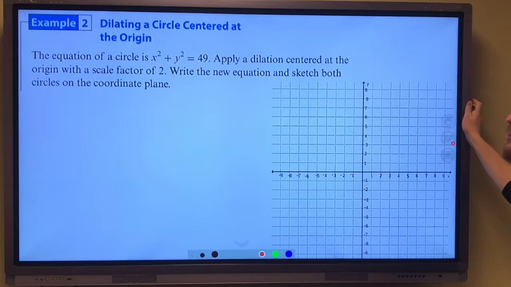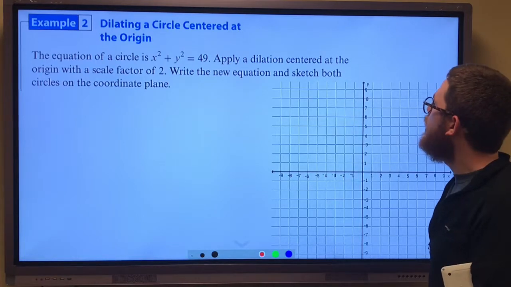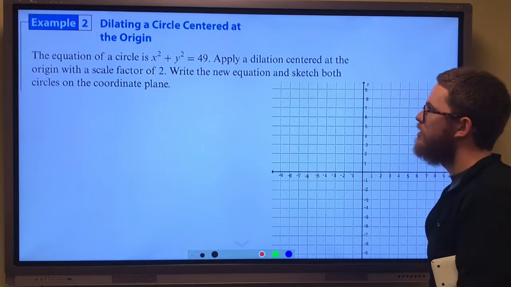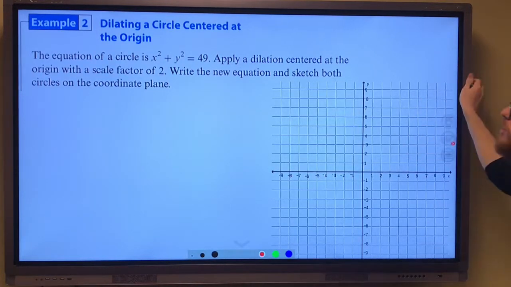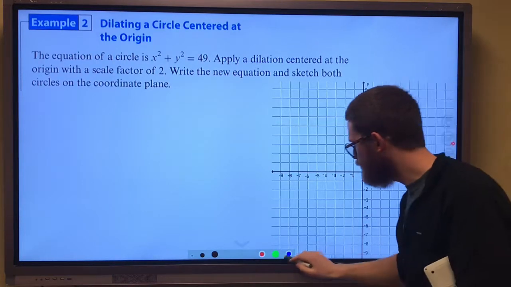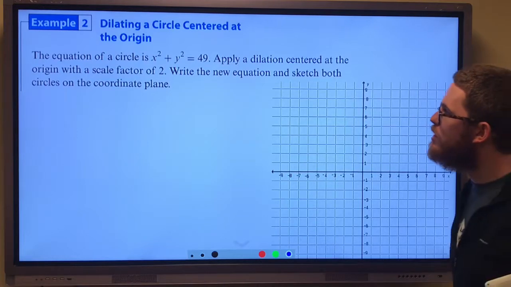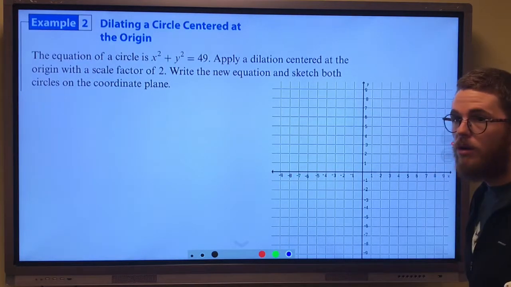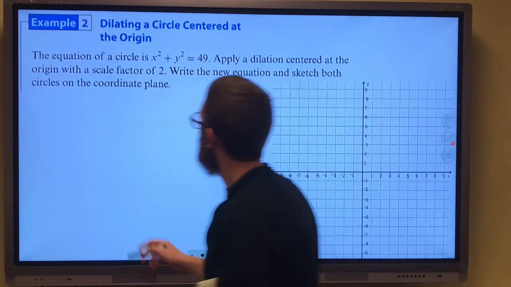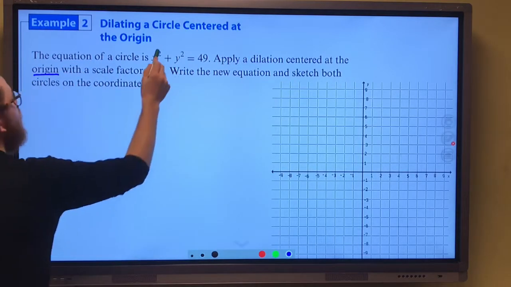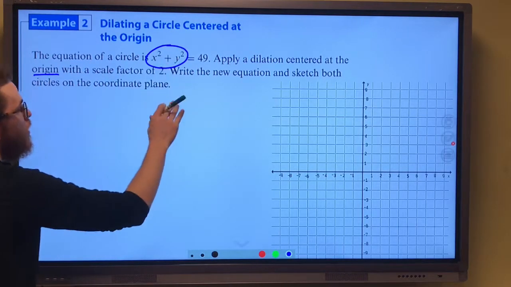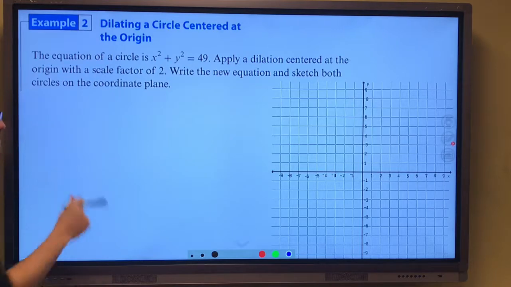Here it says the equation of our circle is given. Apply dilation centered at the origin with a scale factor of 2. Write the new equation and sketch both circles on the coordinate plane. Well, our dilation was a scale factor of 2. Okay, so the origin is the center of our circle. Notice that. So that's really helpful to us.